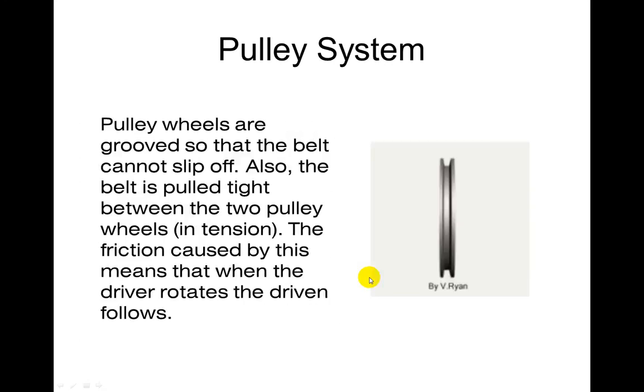All right, so pulley wheels are grooved so that the belt cannot slip off. Also, the belt is pulled tight between the two pulley wheels in tension. The friction caused by this means that when the driver rotates, the driven follows.